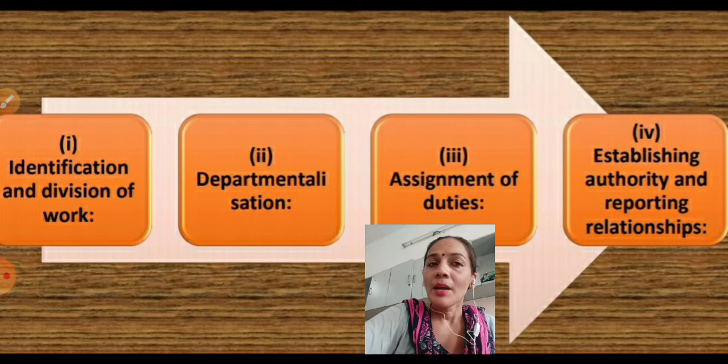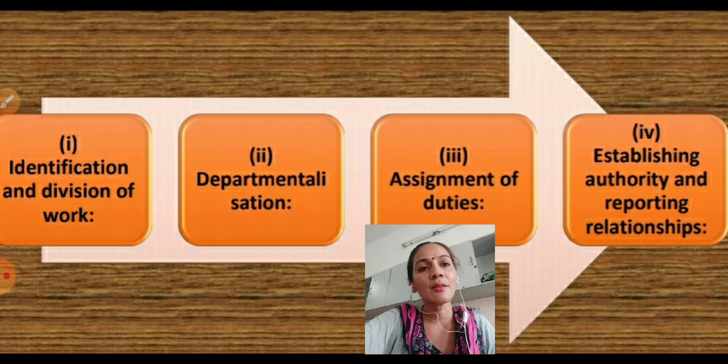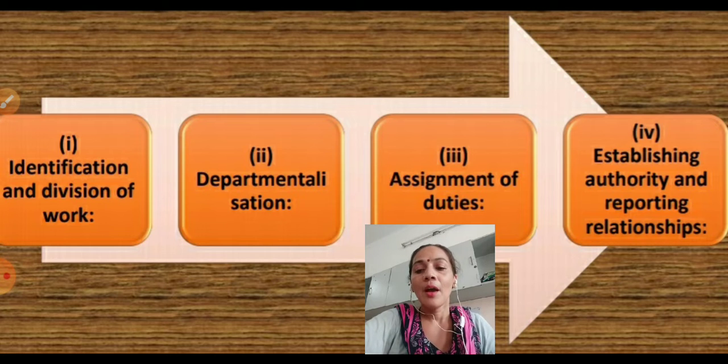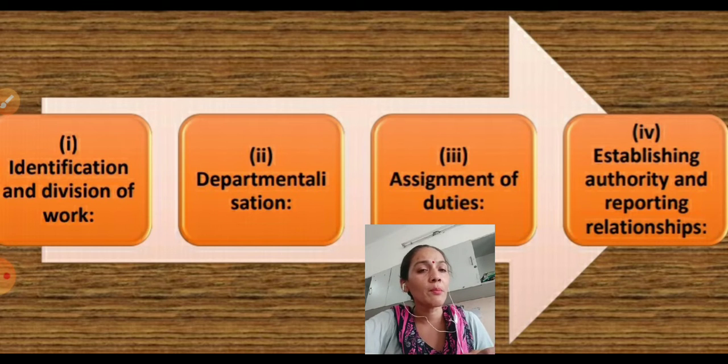So this is the third step in the organizing process, that is assignment of duties. Assignment of duties means duty should be assigned to the members of each department on the basis of their skills and competency. Okay, according to the skills of the employees, according to the capability of the employees, we have to divide the work. Fine.